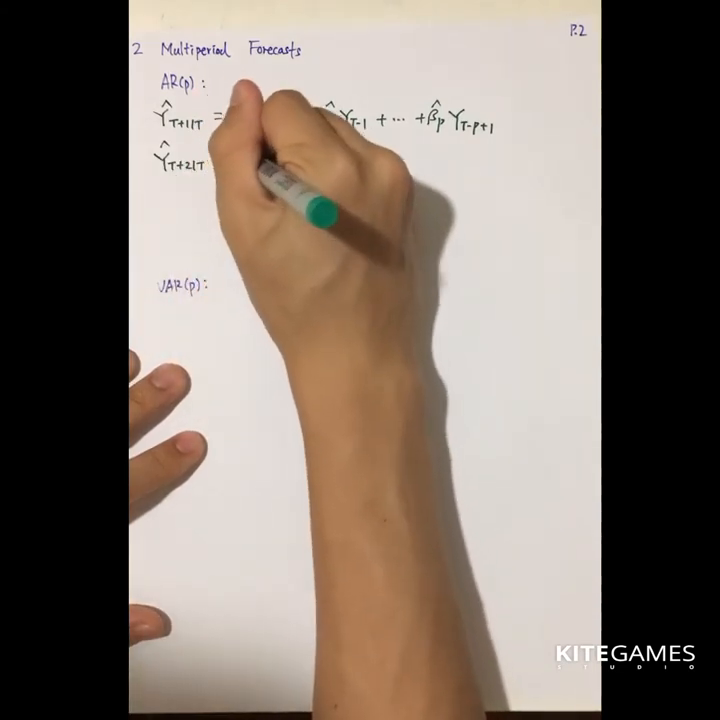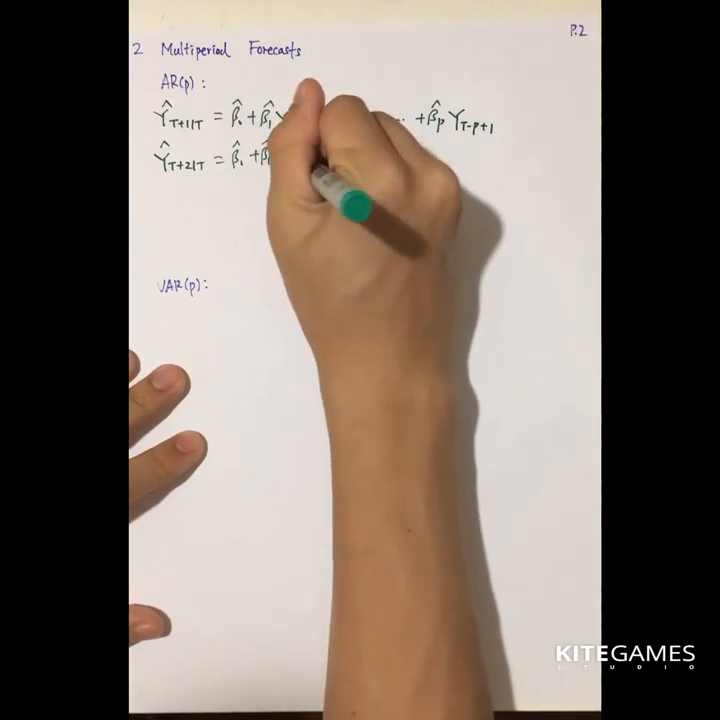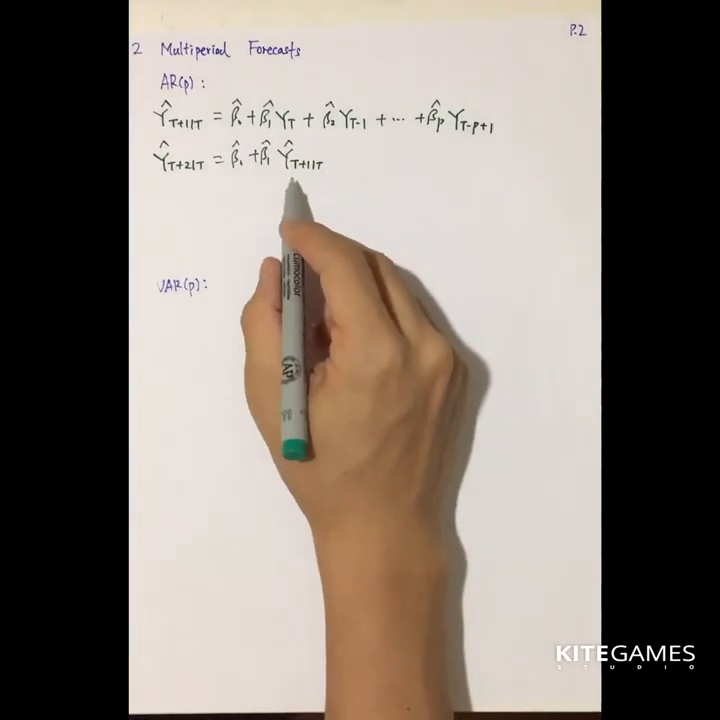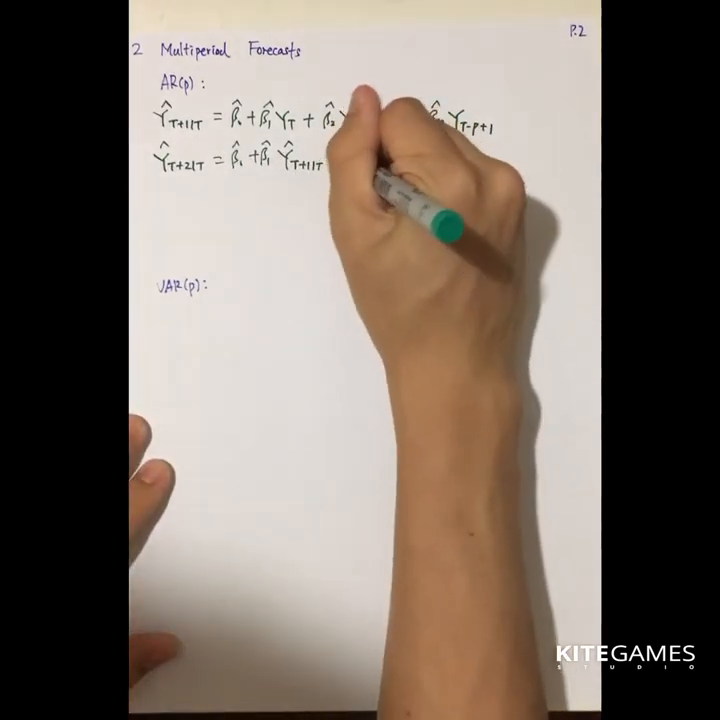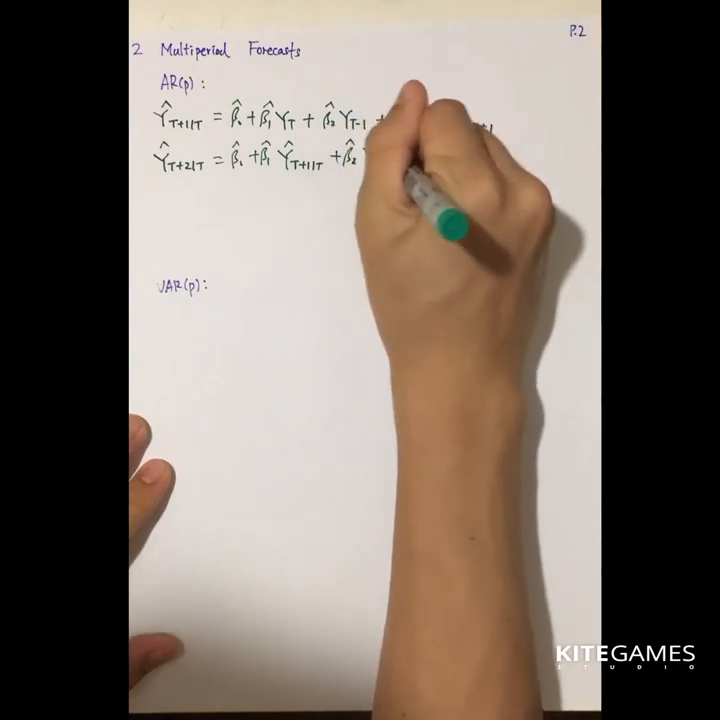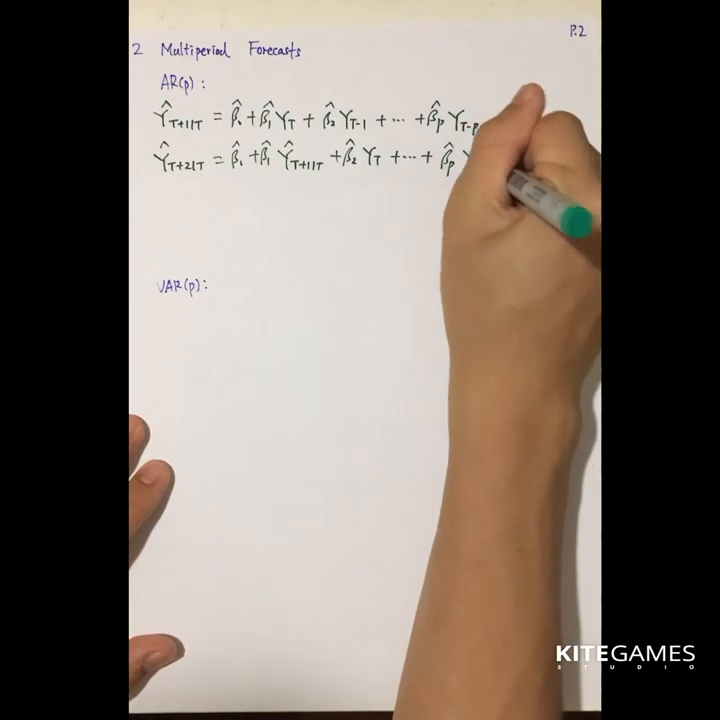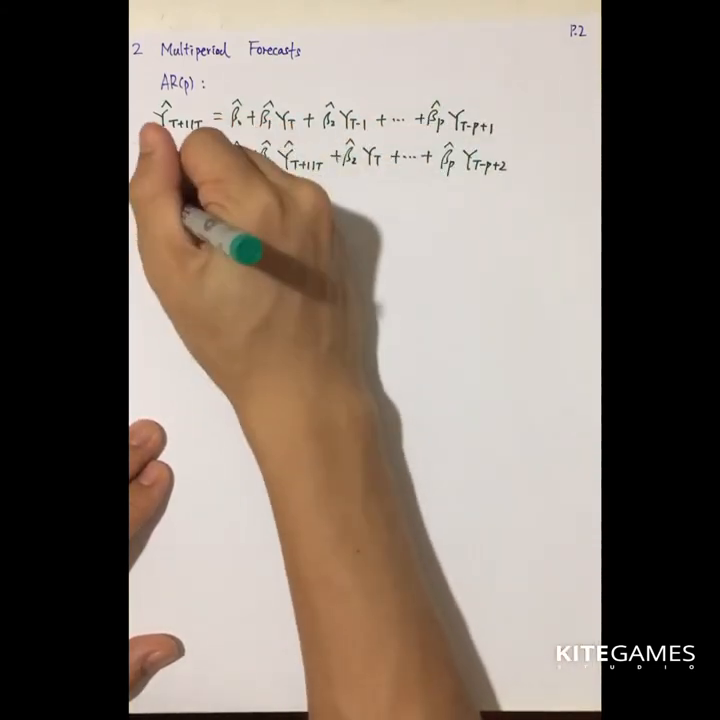So this is equal to beta 0 hat plus beta 1 hat, here we will put yt plus 1 given t hat. Okay, because t plus 1 is not realized, we need to estimate it. Then plus beta 2 hat yt plus up to beta p yt minus p plus 2. And so on and so forth.